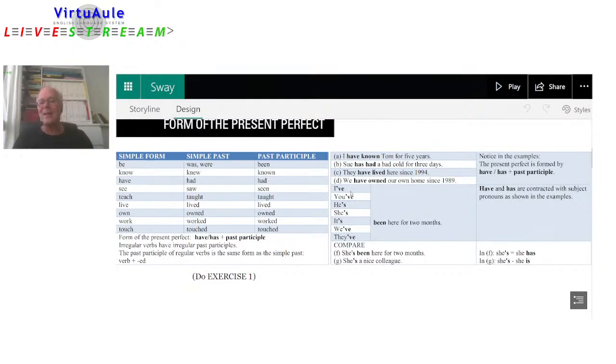We can see the contractions. I've been here for 2 months. You've been here for 2 months. He's been here for 2 months. She's been here for 2 months. It's been here for 2 months. We've been here for 2 months. They've been here for 2 months. So the contracted forms are 've for all of the forms except the third person singular, in which we use 's: he's, she's, it's.